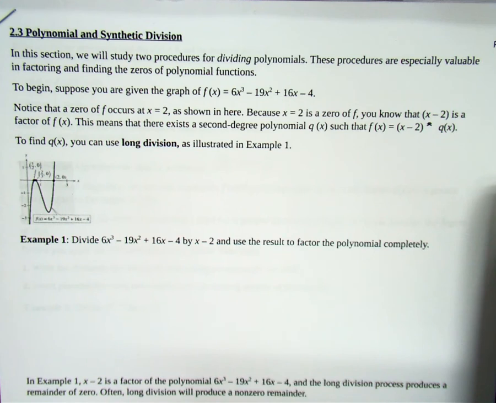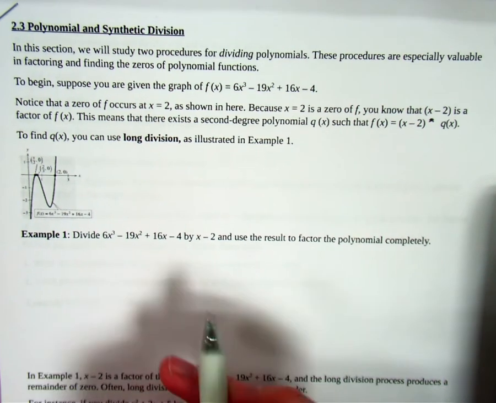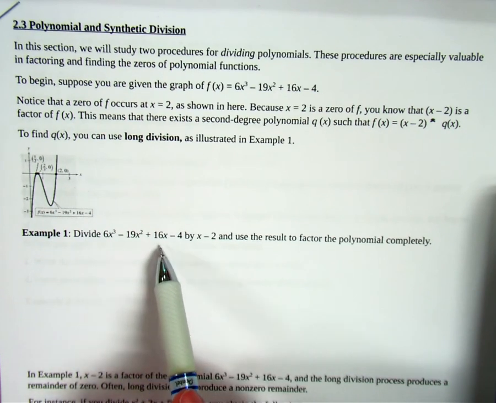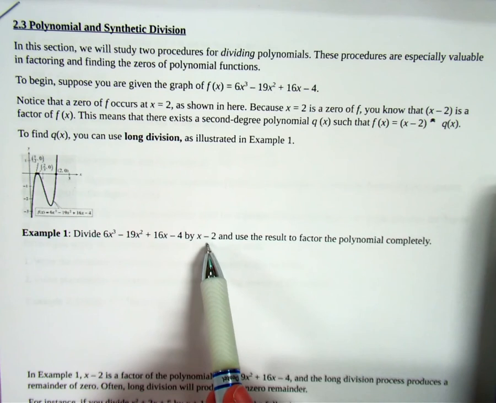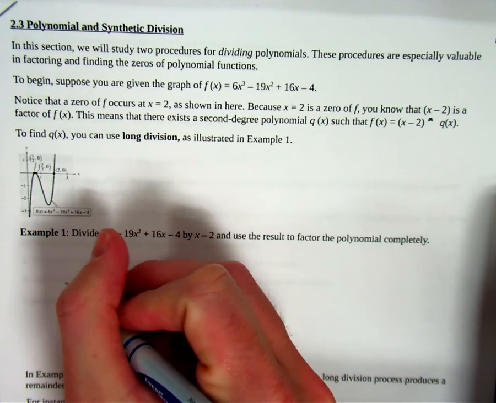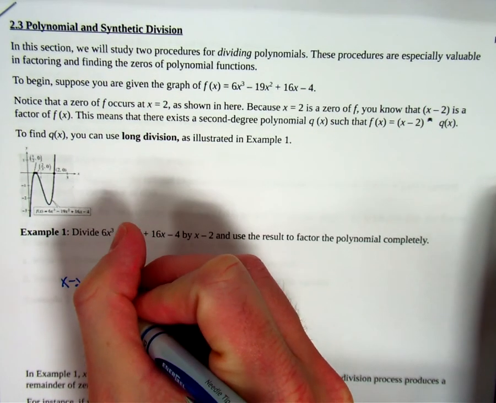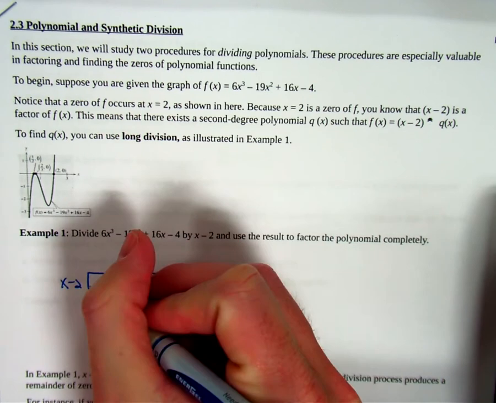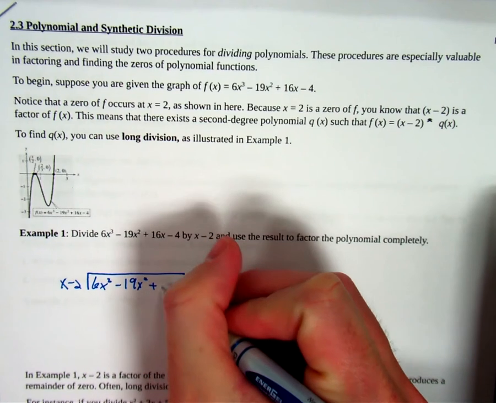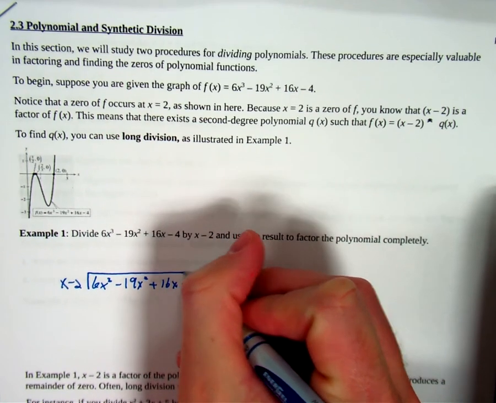First one we're going to look at is long division. In order to appreciate the shortcut, you got to do the long cut. So divide 6x to the third minus 19x squared plus 16x minus 4 by x minus 2, and then use your result to help factor the polynomial completely. So we got x minus 2 on the outside, and 6x to the third minus 19x squared plus 16x minus 4 on the inside.